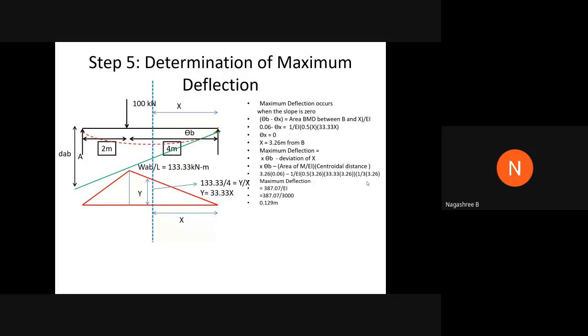Before finding the maximum deflection, we need to notice that the slope at the maximum deflection point is always equal to 0. By utilizing theorem 1 of the moment area method, we can determine the value of x. By putting the slope equal to 0 and determining all the things, we can easily determine the maximum deflection at the sectioned point.